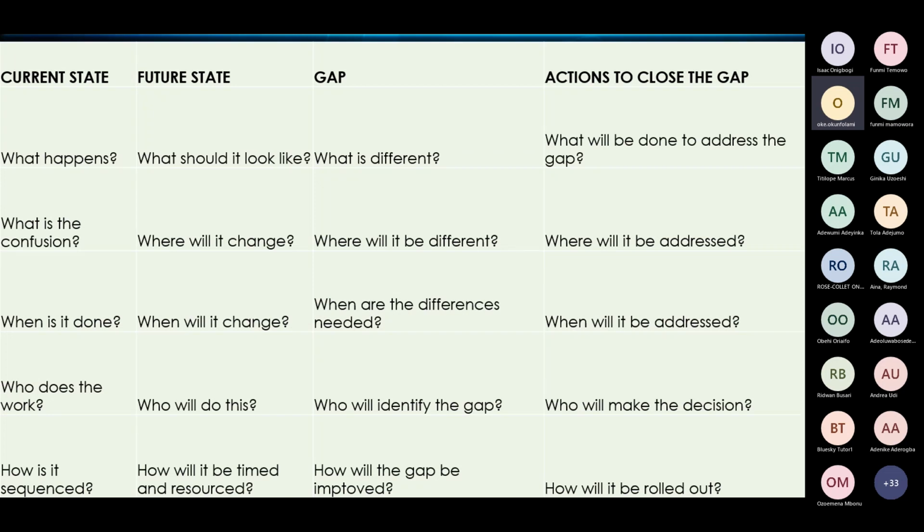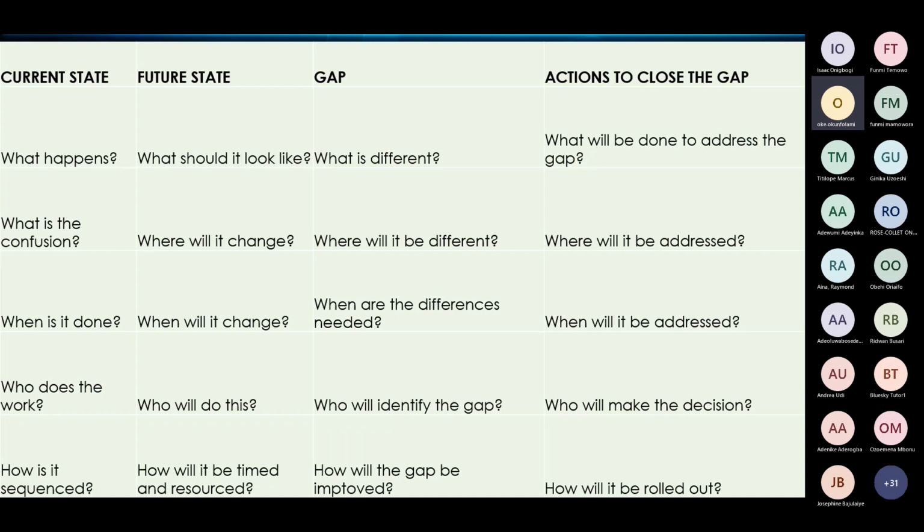So what will be done to address the gap? Where will it be addressed? When will it be addressed? Who will make the decision? How will it be rolled out? So you see, who will make the decision, that's also a good one, because that's where you're talking about product owners and people that own the, like people that are driving that change and want it, or stakeholders.